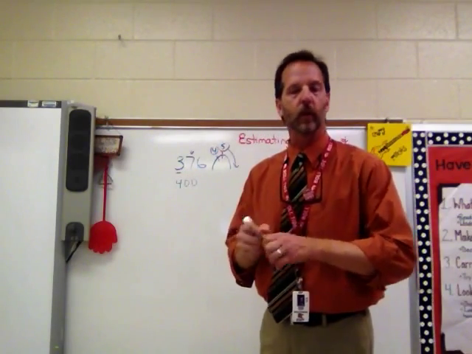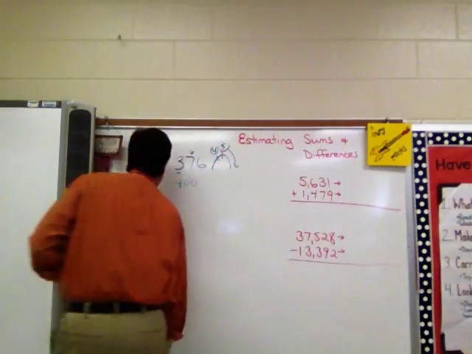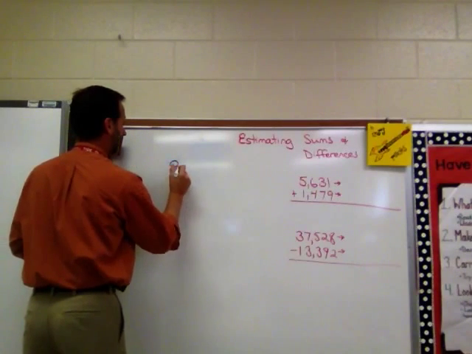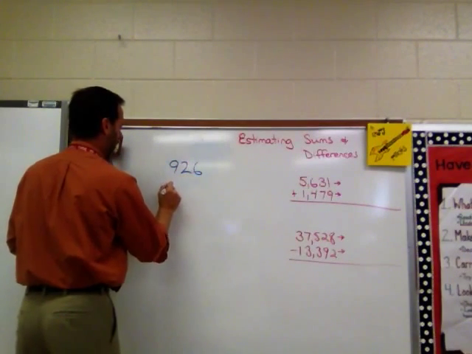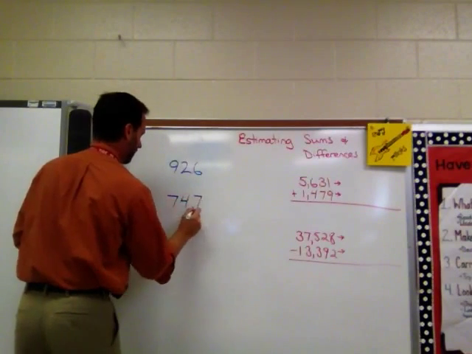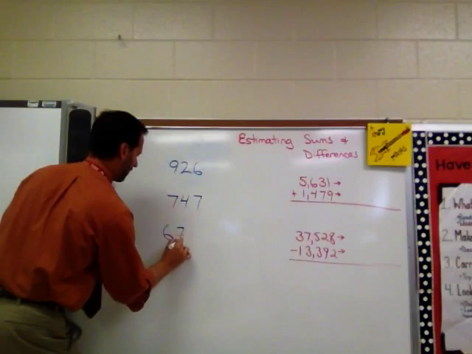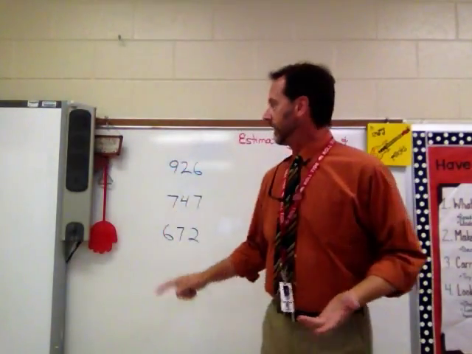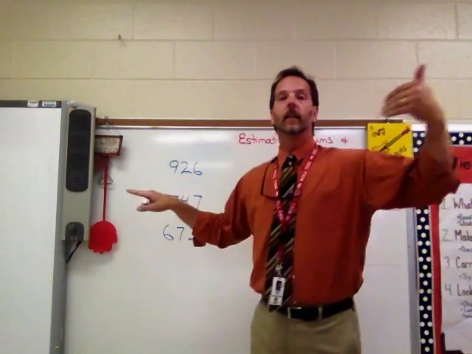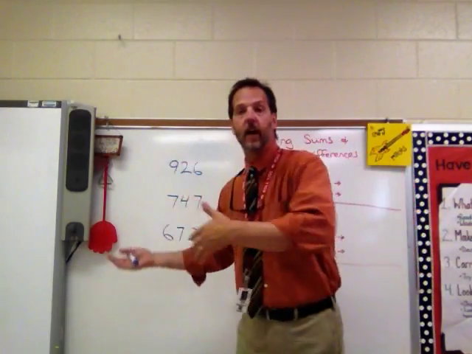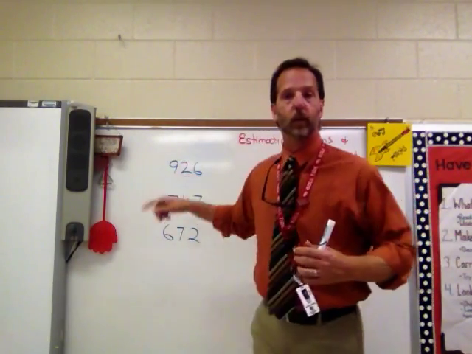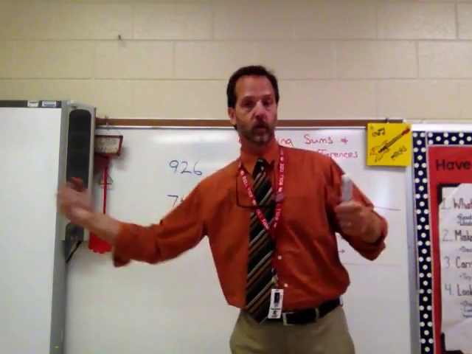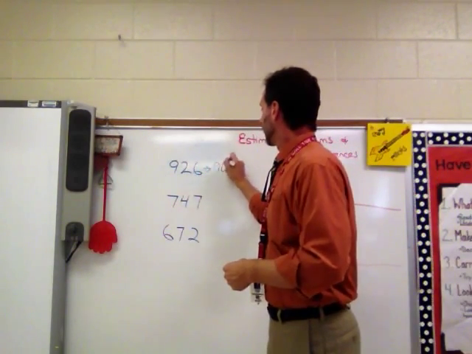Okay, let's take a look at a couple numbers that are in the hundreds and round them very quickly. All right, we have the number 926. Now that's going to be between 900 and 1000. Okay, it's either going to be a 9 or it's going to be a 10. And we're going to look at the 2. Is it closer to the 9 or is it closer to the 10? 900 or 1000. The 2 is going to make it closer to 900. So this would round to 900.